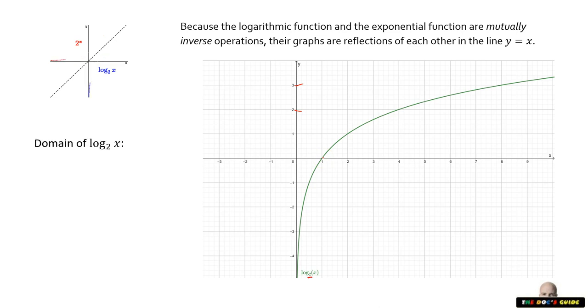Now if we look at our log curve, we can see that the domain of log base 2, and in fact the domain of all log curves, is x greater than 0. We can't take the log of a negative number. The range of log base 2, and again all log curves, is all y values.